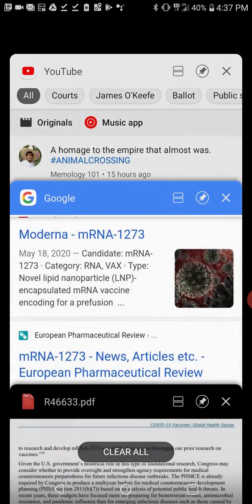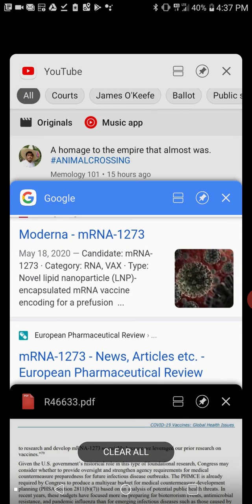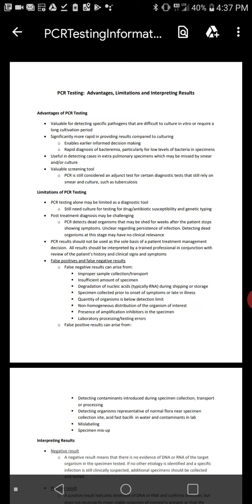The first thing we're going to check out is PCR testing information, and I will include the link to this PCR testing information. This paper was written in 2004. It's extremely interesting regarding the advantages versus the limitations of PCR testing when testing for viral influenza.